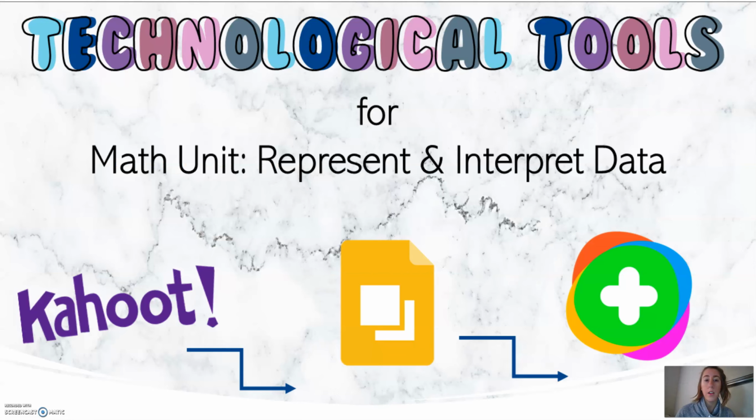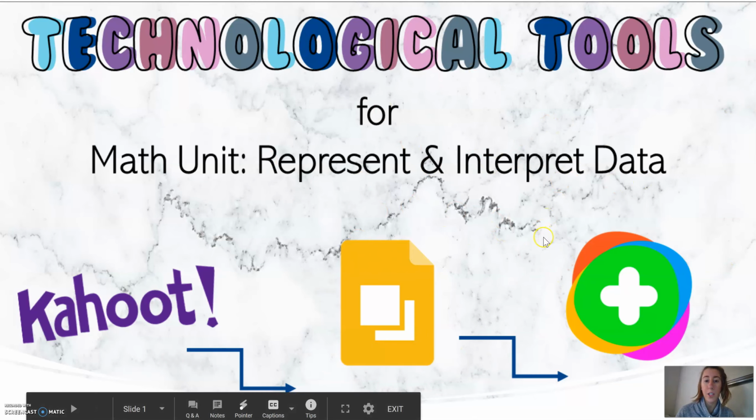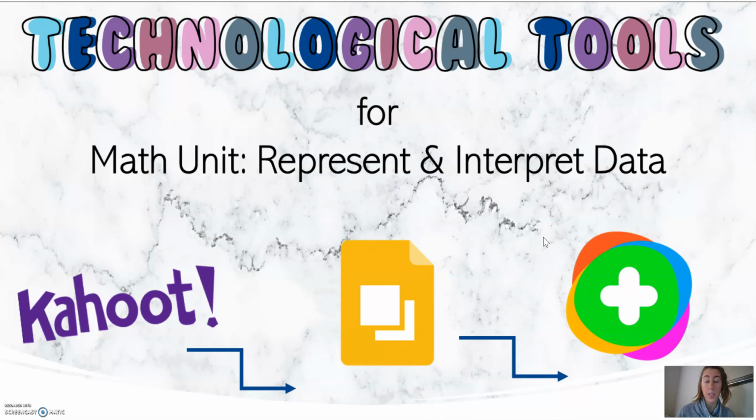But these are my three technological tools that I would use in my math unit to represent and interpret data.